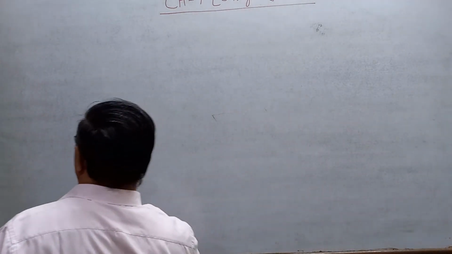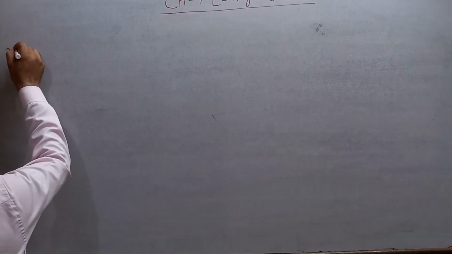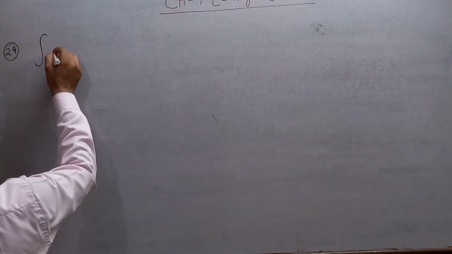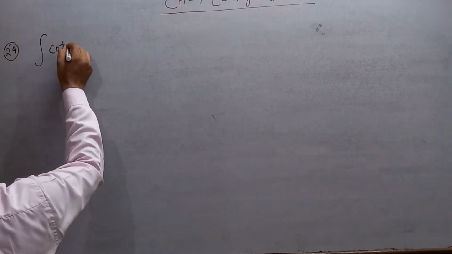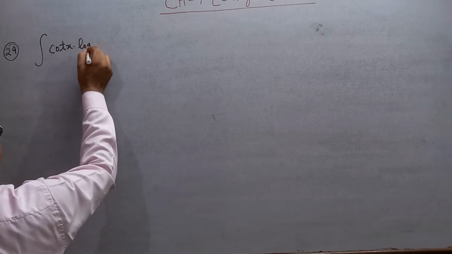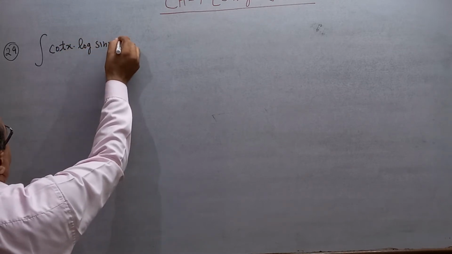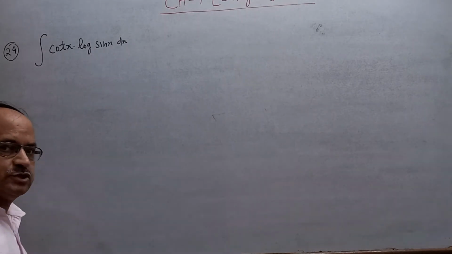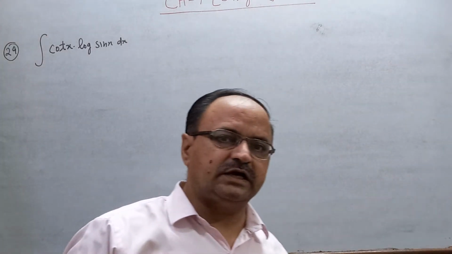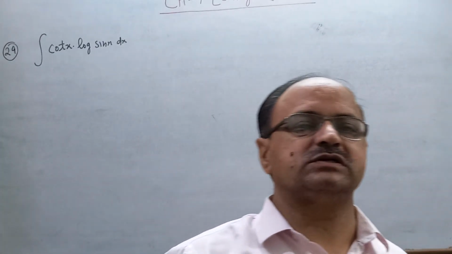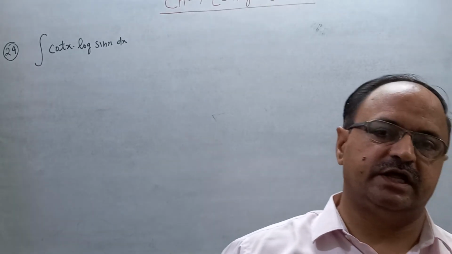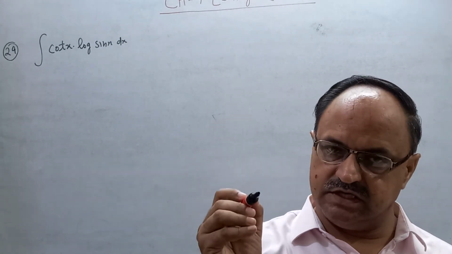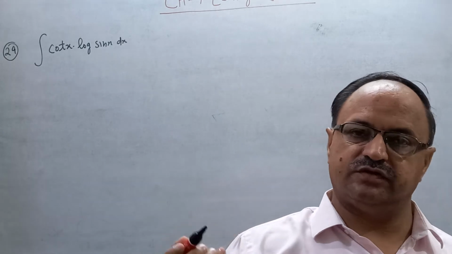Question number 29. Integration of cot x log sin x dx. In this question, you have to let log sin x, because the derivative of log sin x is cot x. Derivative of log sin x is 1 by sin x, and the derivative of sin x is cos x. So therefore cot x.